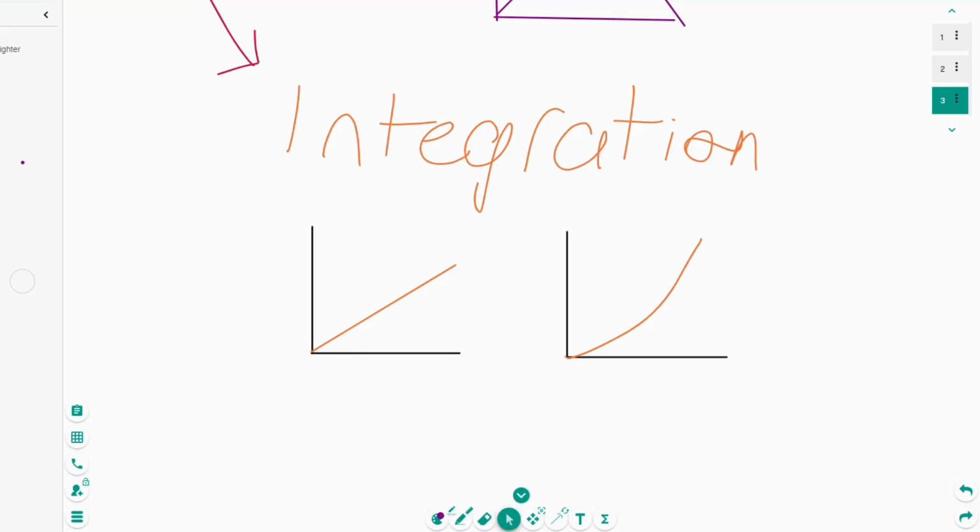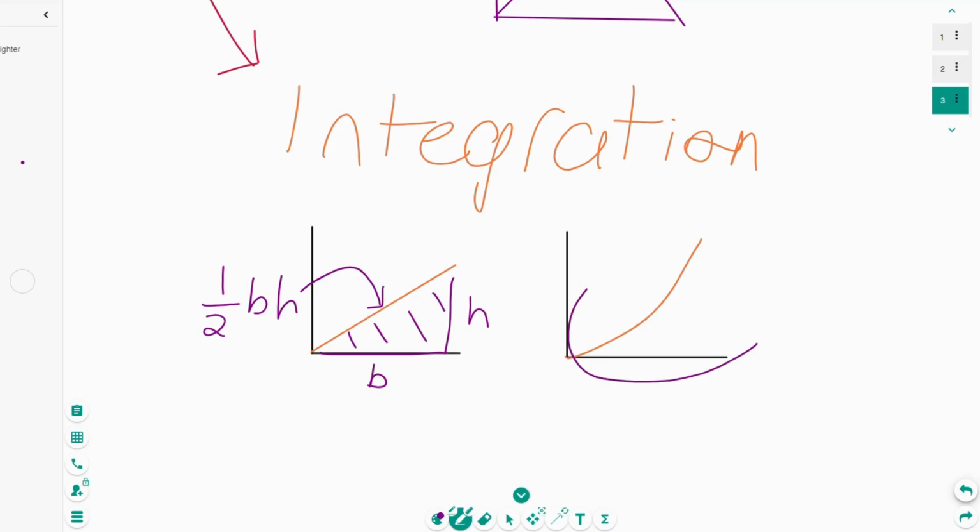Because for this straight line graph right here, we could just find the height of the graph, so the change in y, and the breadth of the graph, so that would be the change in x. And we could just use the formula of a triangle, so half into breadth into height, and we get the area of this section under the graph. Whilst over here, we would have to use integration.